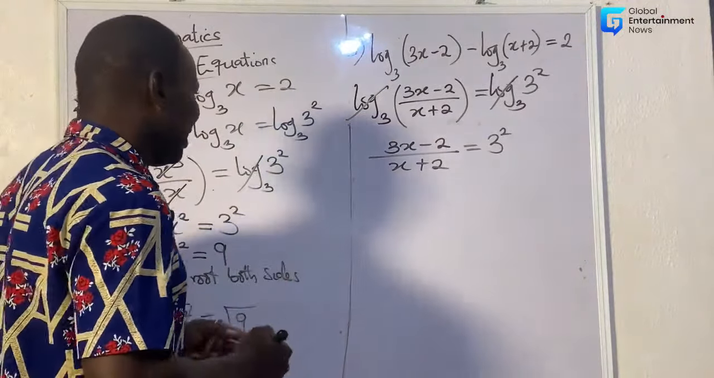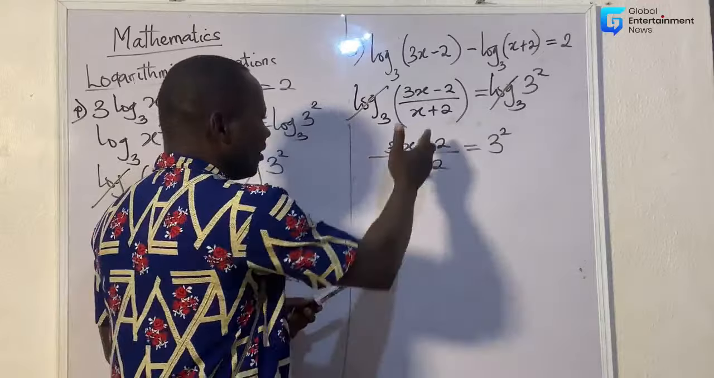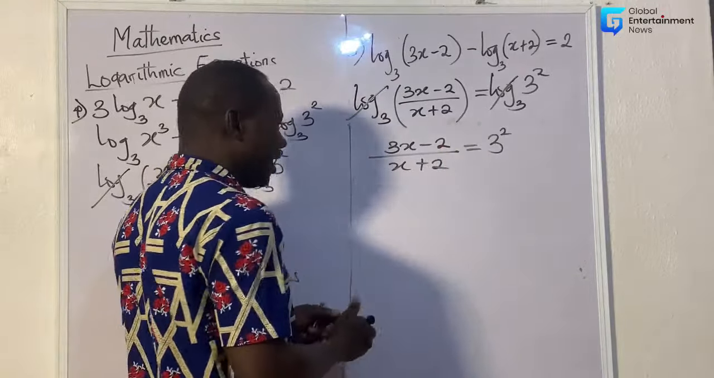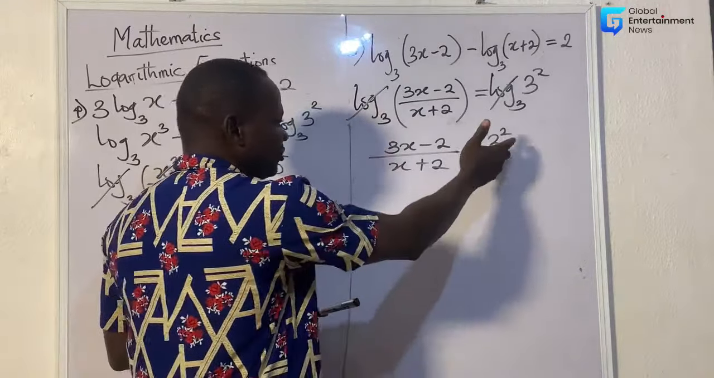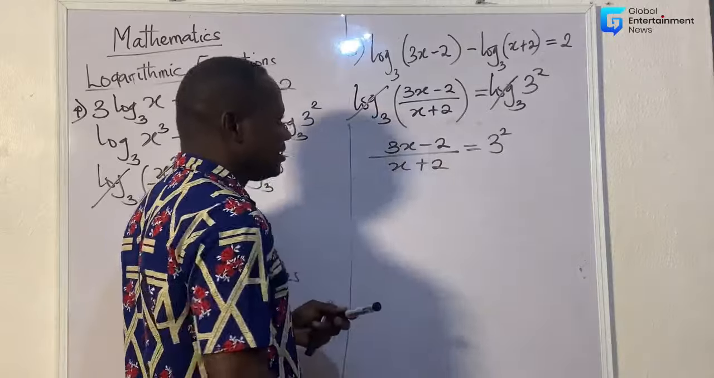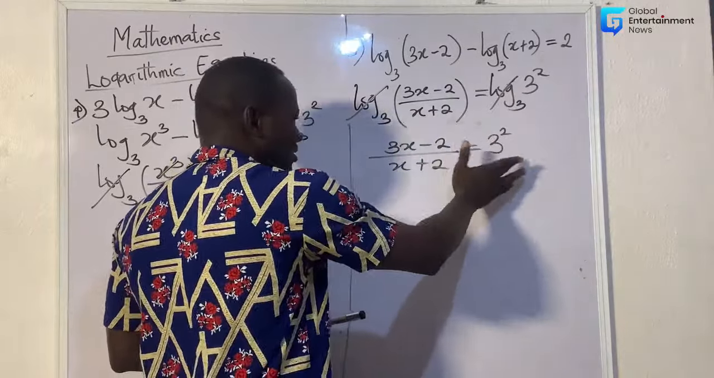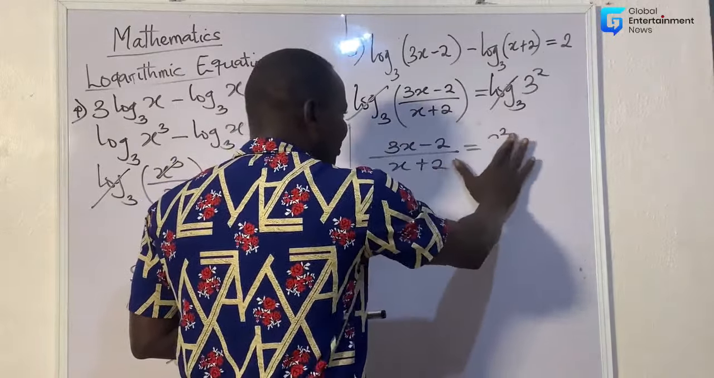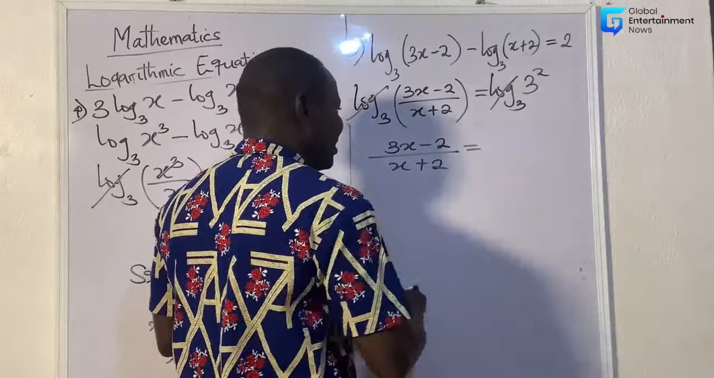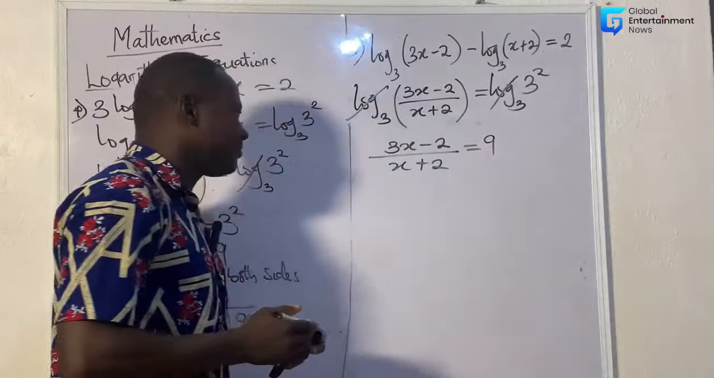Now, what do we do next? We have to cross multiply. And you turn this one to 9. Let's just do it here. 3 raised to power 2 is 9, giving us 9.